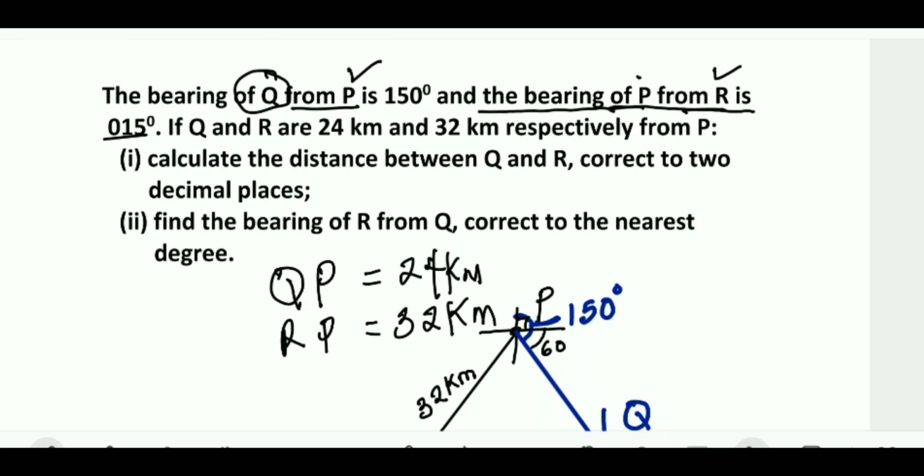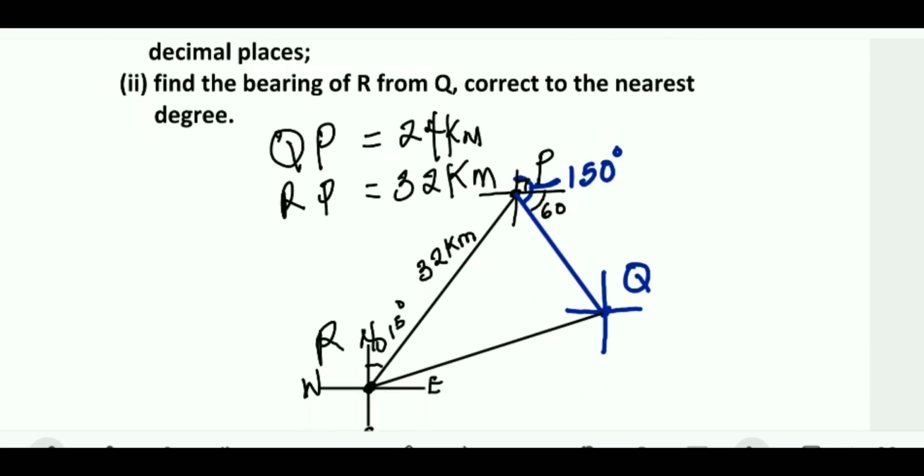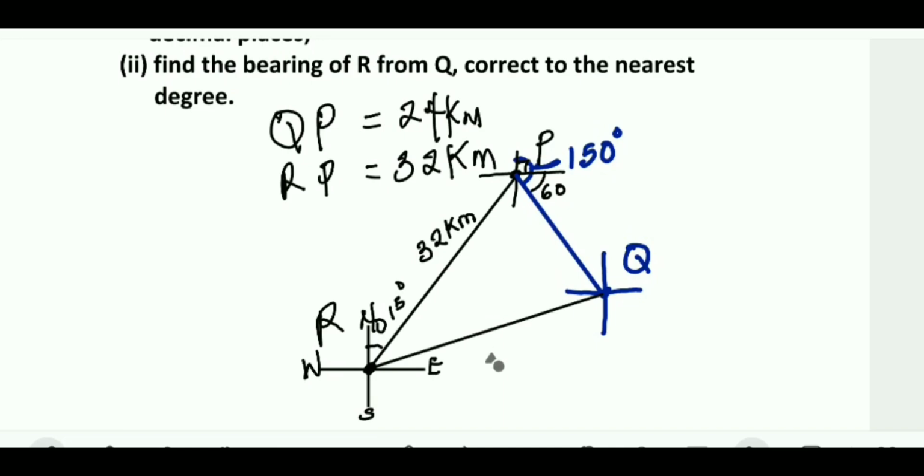This is the question we are solving. Now the question is, calculate the distance between Q and R correct to two decimal places. Alright. How then do we find the distance between Q and R? So let's call this side small p. That's the distance between Q and R. Let's call this small r, and let's call this side small q.